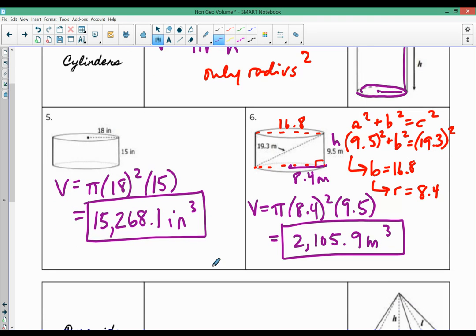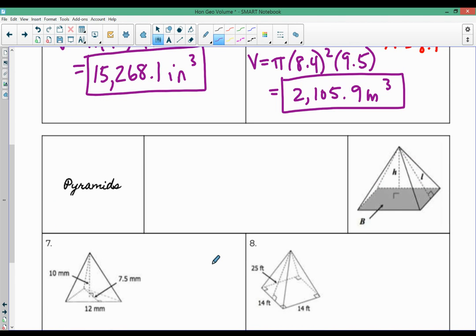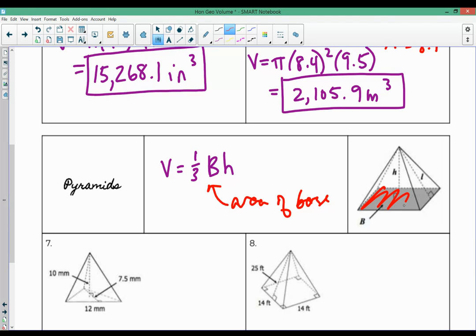Okay. Sorry, got distracted. Next one, pyramids. Pyramids go to a point up here, any type of base, but come to that apex. So the volume for a pyramid is going to be 1/3 of the area of the base times height. So again, that's what we see here, this area of the base.